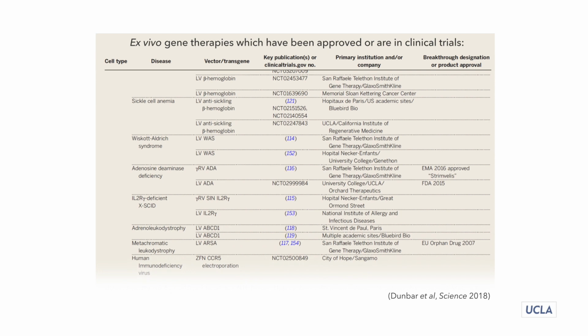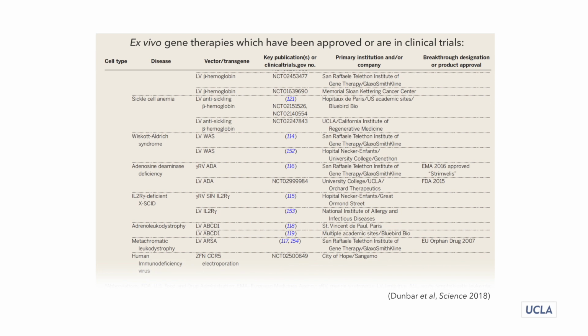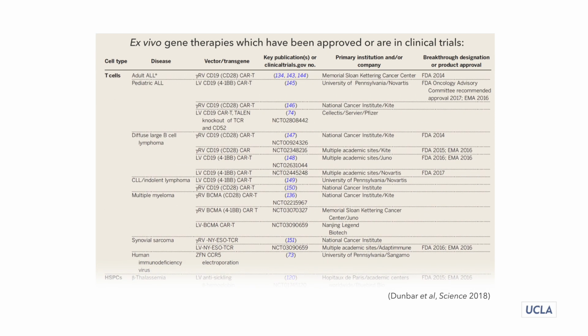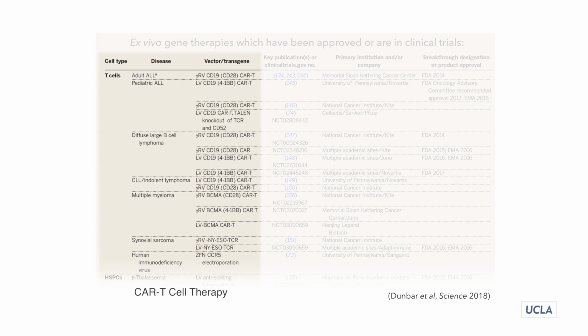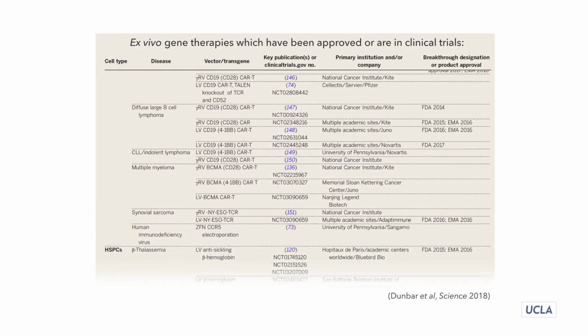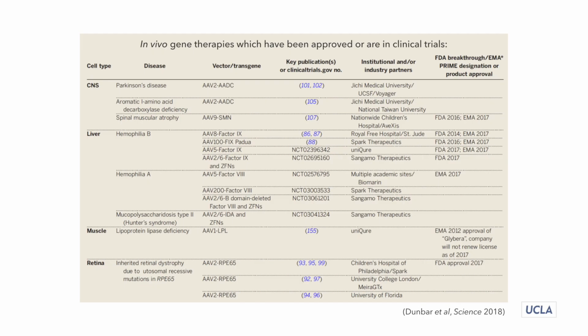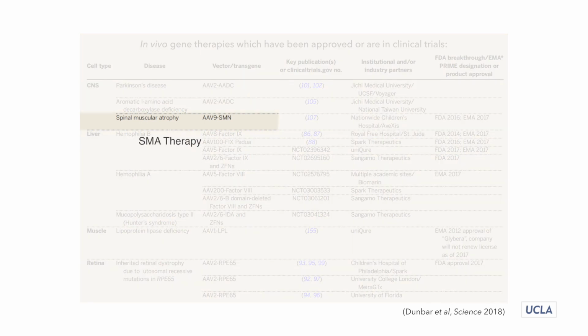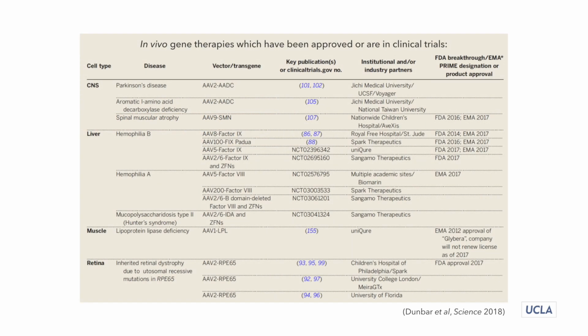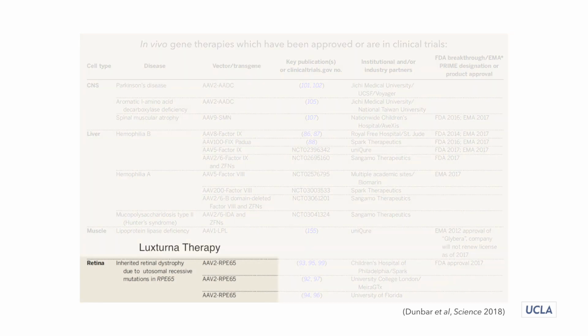So this table shows ex vivo gene therapies. One of these is CAR T-cell therapy, which you're going to learn more about in discussion section. And another is a gene therapy to treat ADA-SCID, an immune disease that we'll discuss in the next video. And this table shows in vivo gene therapies that are approved or in clinical trials. One of these is a therapy to treat spinal muscular atrophy, or SMA, which you'll learn about in class. And then another is the Luxturna therapy for inherited blindness, which you'll learn about in the next video.